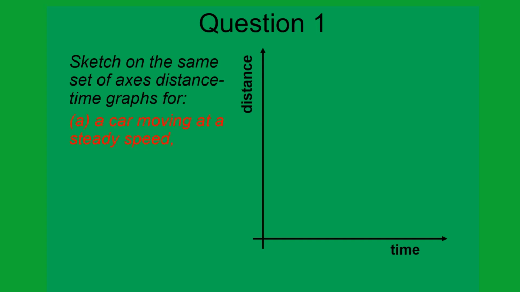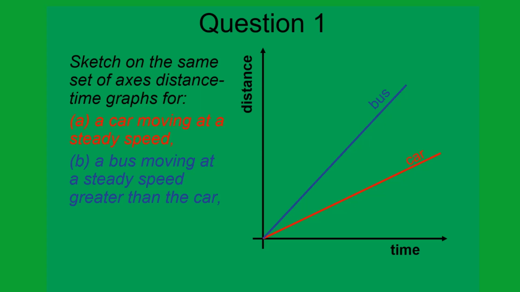Steady speed. If the distance-time graph is a straight line, a steeper straight line, then it represents that the car moves with constant speed, or uniform speed, or steady speed. A bus moving at steady speed greater than the car. So if the speed is greater, then the gradient must be greater.